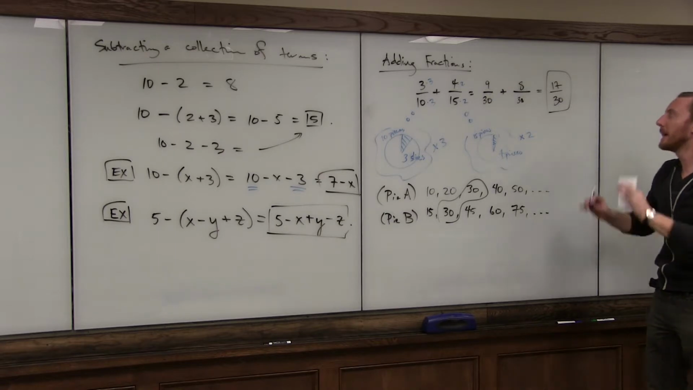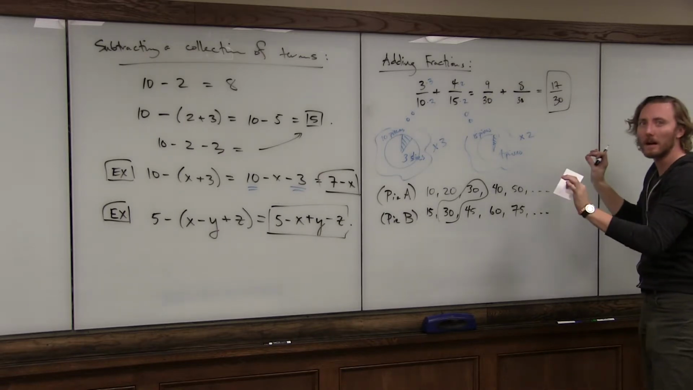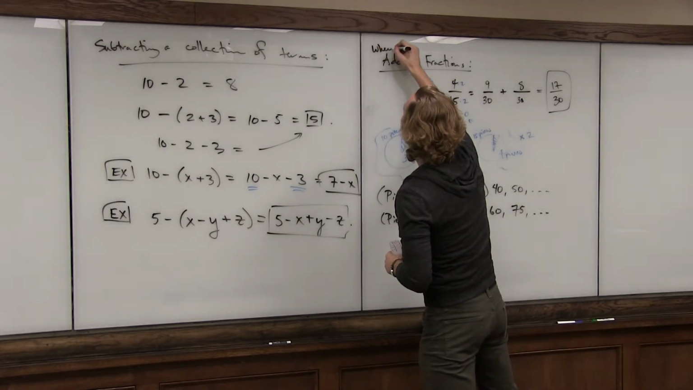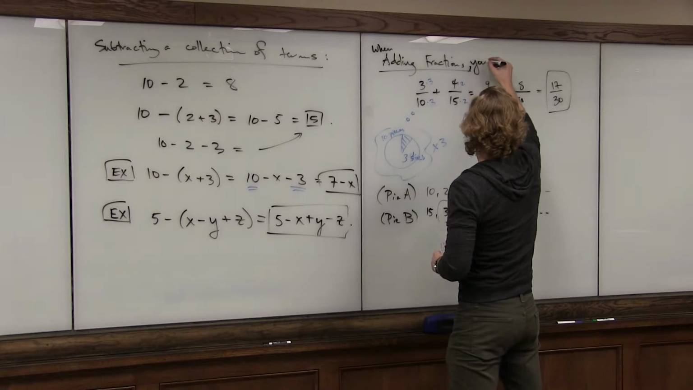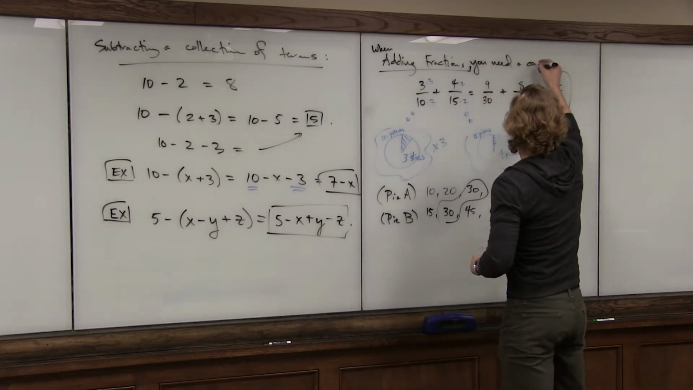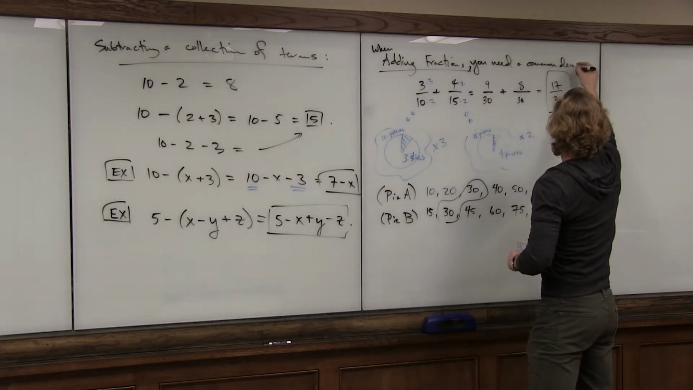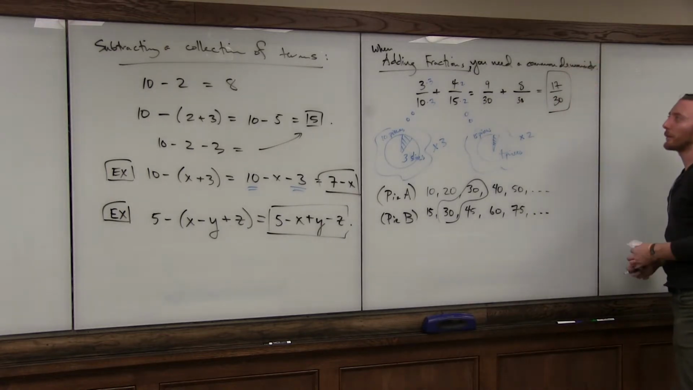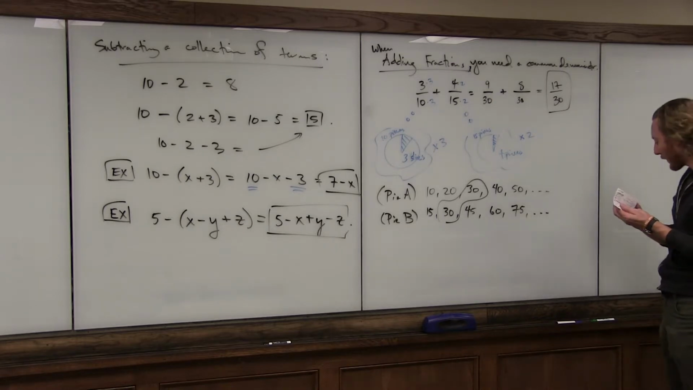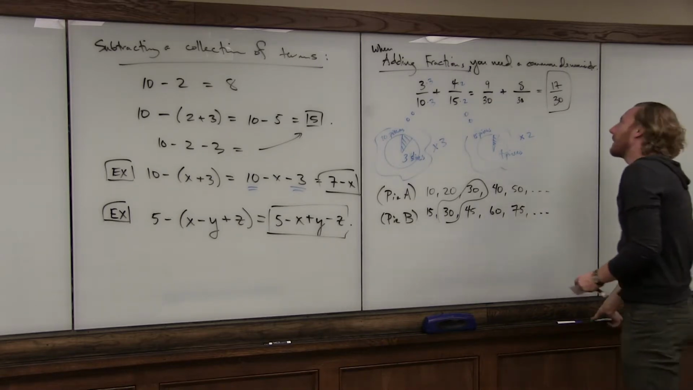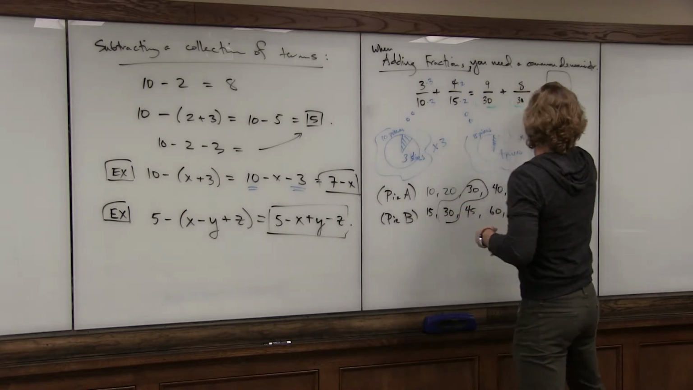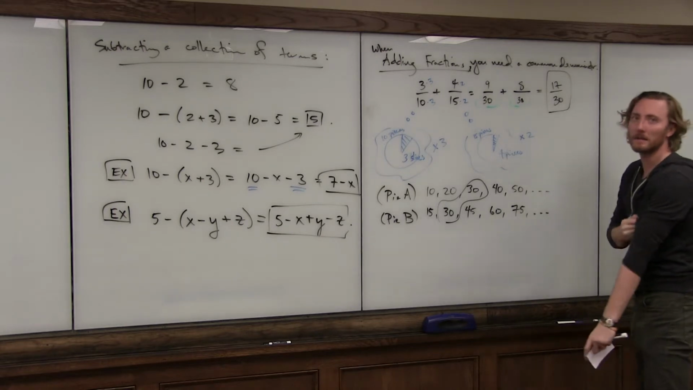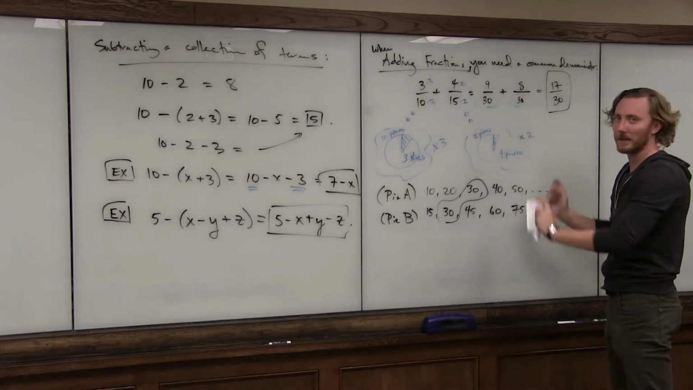Long story short, how can you phrase what we just discussed in concise language? You could say this. When adding fractions, you need a common denominator. The denominator is the number in the bottom half of the fraction. When you're adding fractions, you need the number in the denominator to be common. Why? Because when the number in the denominator is common, your pizzas are of the same size. The pieces of pizza are of the same size.